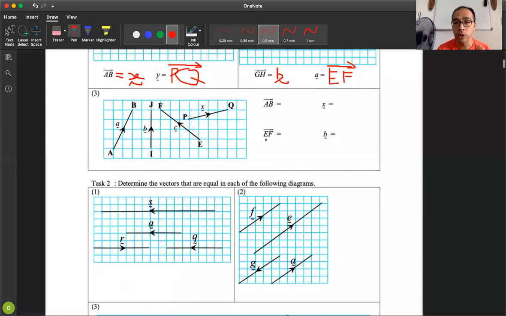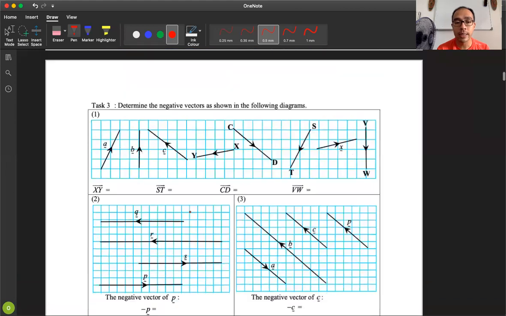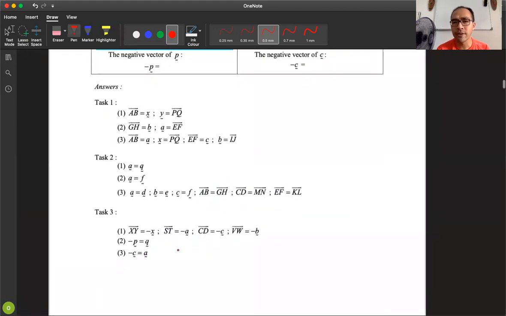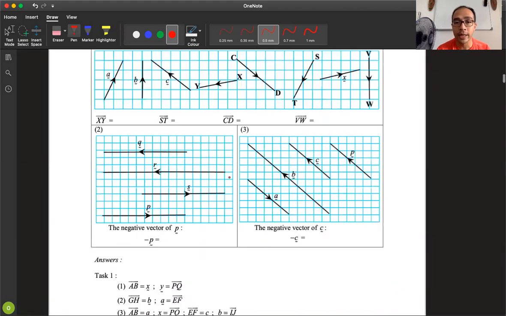If you have this module, then you can answer this number 3 on your own. If you're not very sure, the answers are, of course, what is life without answers? Answers are given at the bottom over here.